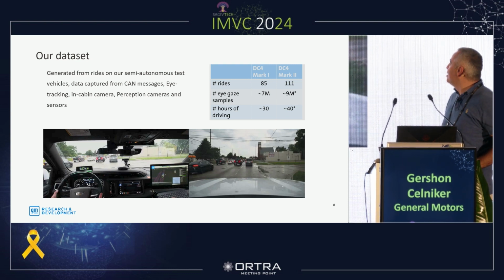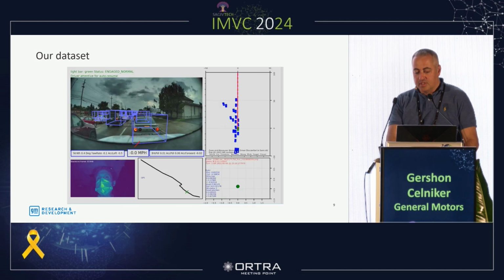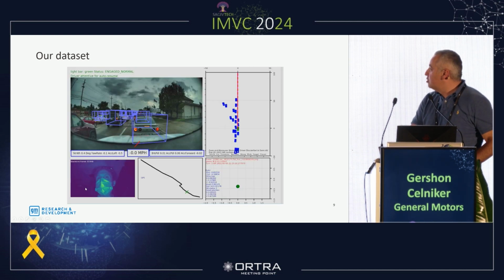We built a huge data set. Well, it's 70 hours total of driving, but it's a special one. The big advantage of this data set is that we have the eye gaze of the person, and we also have the perception sensors and the cameras. For instance, we monitor the driver with an in-cabin camera and the eye gaze, but we also have all the perception cameras and sensors. So we can see exactly the context of the ride. We can learn a lot from that.